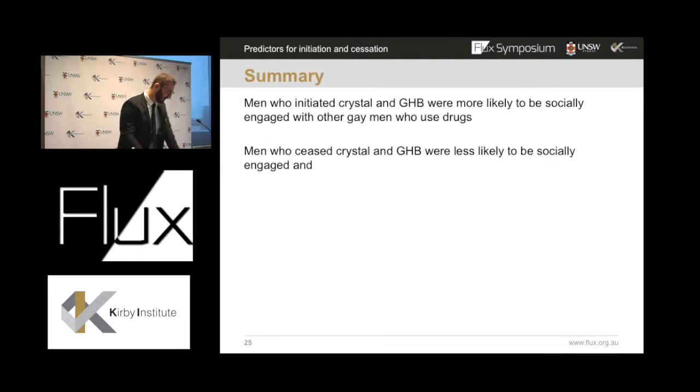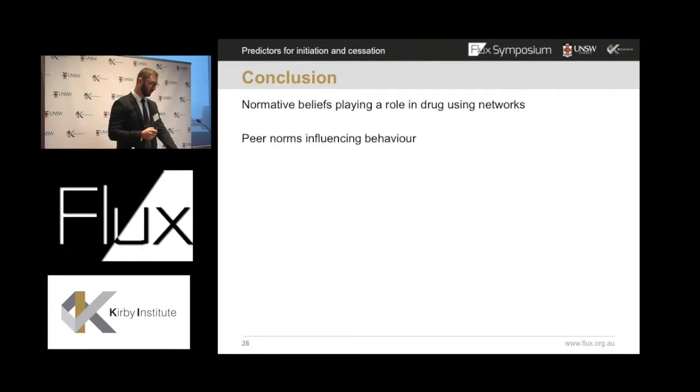Based on the analysis and on what I presented in my previous session, we can see that social engagement with gay men who use drugs plays an important role in predicting the initiation and cessation of the use of these two drugs. These findings strongly support the connotation that peer norms and the role of social normalisation of drug use within gay community networks is a key factor in understanding the patterns of drug use among gay and bisexual men.